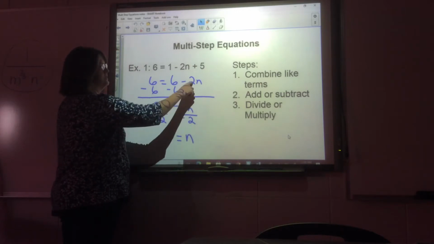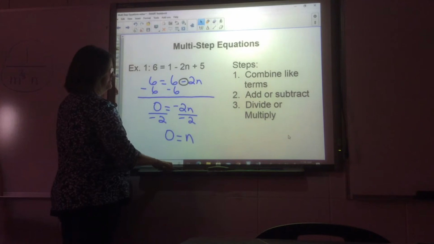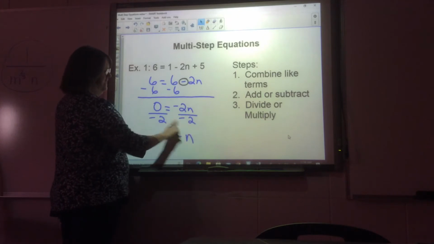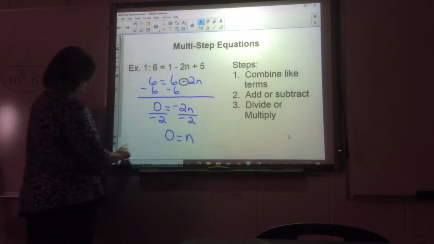That's a number. All right, so negative 2n, be sure you remember to bring down the negative sign. Then you divide by negative 2. 0 divided by negative 2 is 0. That one was just easy.